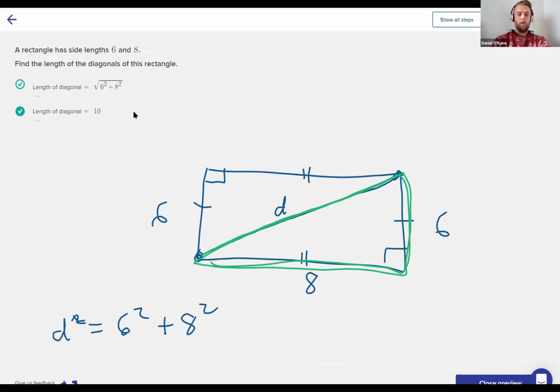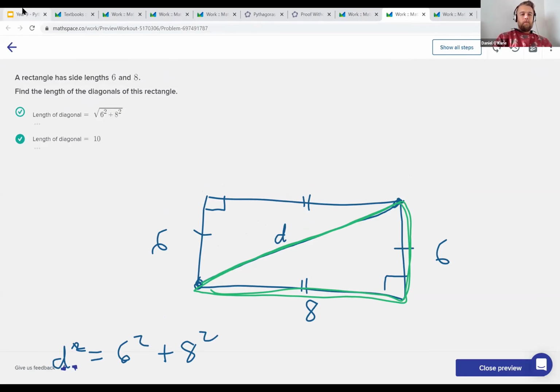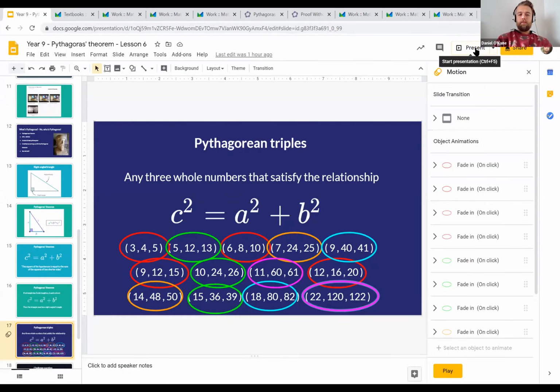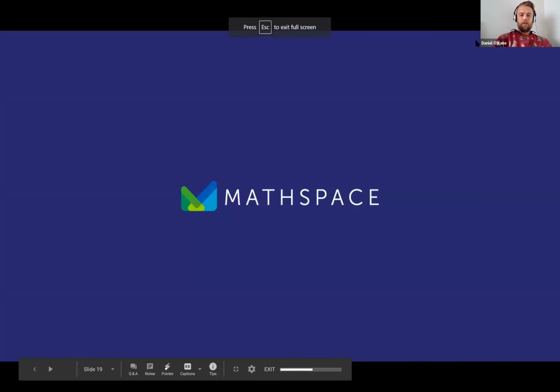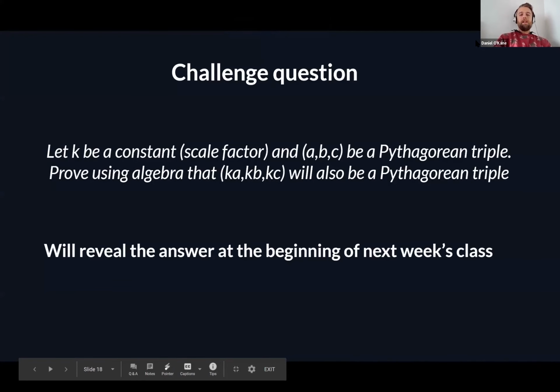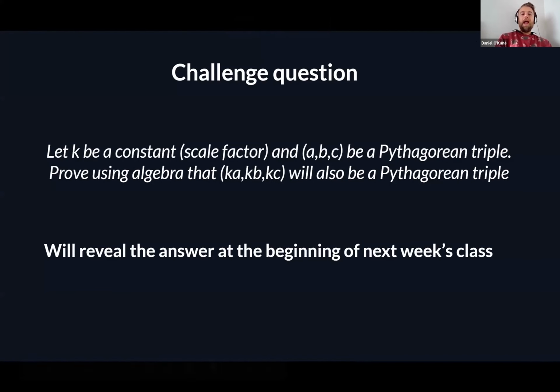I want you guys to try and work on it between now and next week. So here it is. Here we go. Challenge question. Let k be a constant. That constant's actually what's known as a scale factor in similar triangles, but more on that another day. Let's just consider k to be a constant number. It can be any number, any real number. It doesn't have to be a whole number. It could be a real number, right?